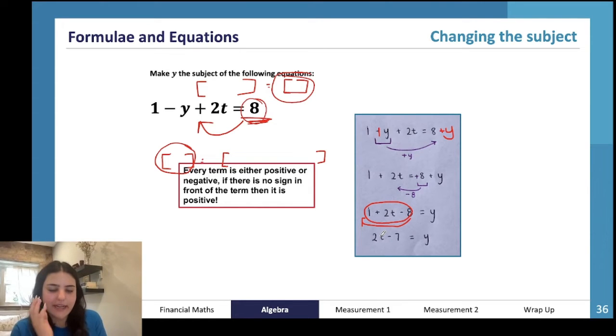Remember, just like there, if there's no sign, it's a multiplication. Every term is either positive or negative. If there's no sign in front of something, it's a positive. If there's nothing, it's a positive. If there is a negative, it's a negative.